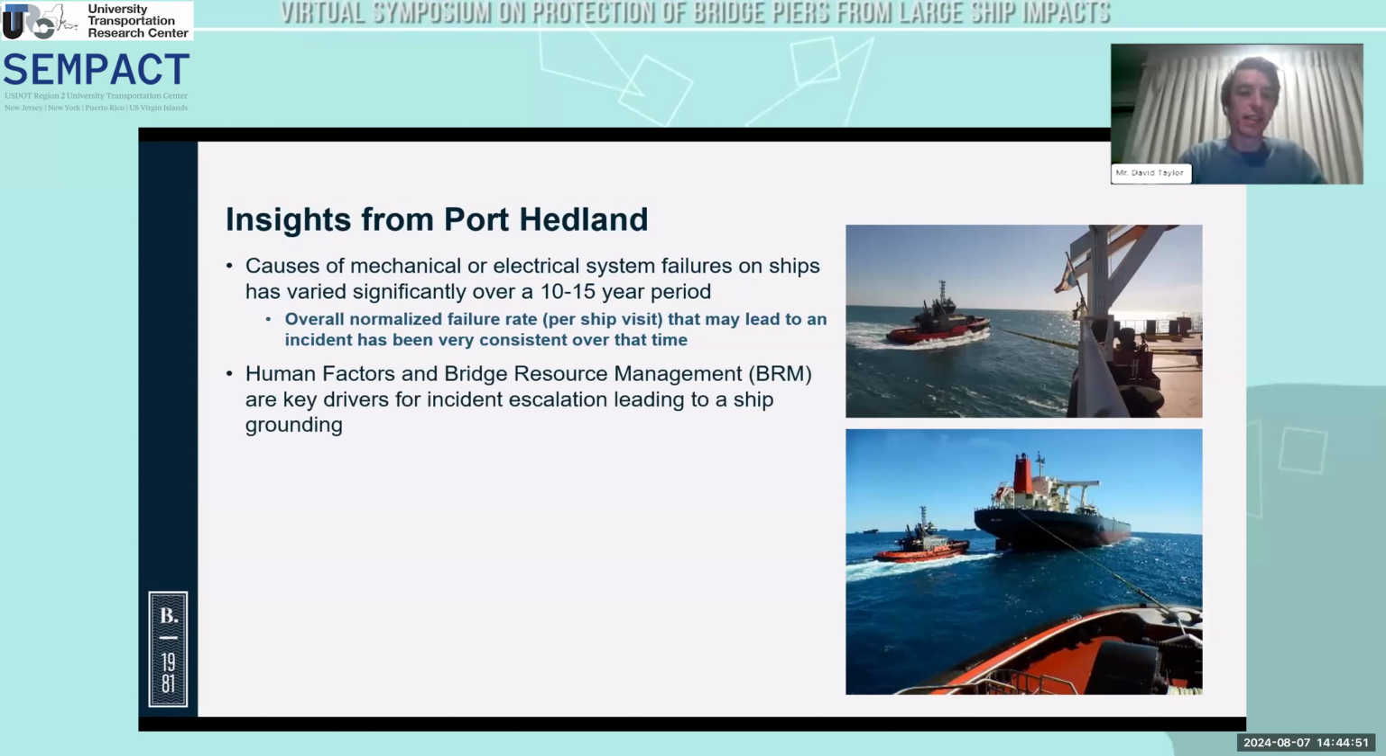Human factors is probably the key driver for turning a potential incident into an actual impact with the channel margin or a vessel grounding. It's really those human factors that lead to the escalation of a ship going off course and not being able to be corrected within that very short time frame of 1 to 2 minutes before a collision or a grounding would occur.